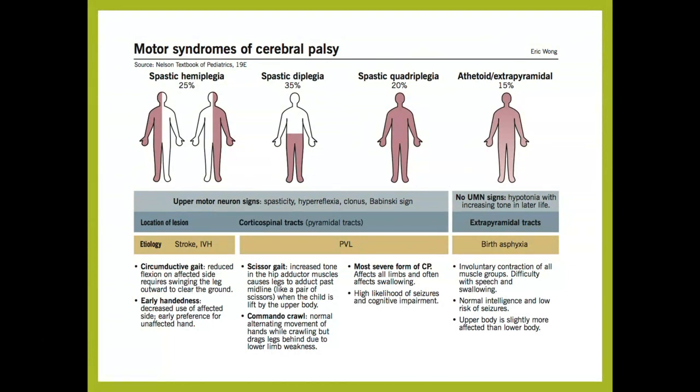The dyskinetic cerebral palsy, so-called extrapyramidal or choreoathetoid, is due to basal ganglia involvement. And so these children would have involuntary movements or contractions affecting all muscle groups. So they have problems with posture, problems with movement of the limbs, but it also affects the speech and swallowing. So they have difficulty swallowing, and they have dysarthria. Because the lesion is at the level of the basal ganglia, intelligence is usually normal, and they have a low risk of seizures. Is everybody following so far, or do you have any questions?